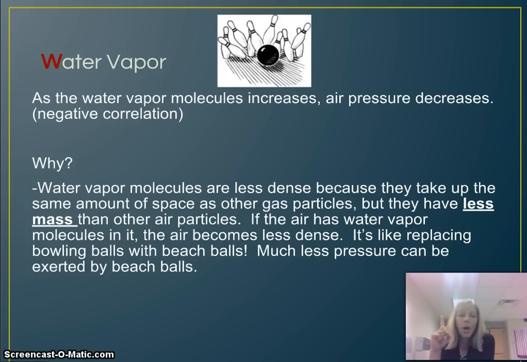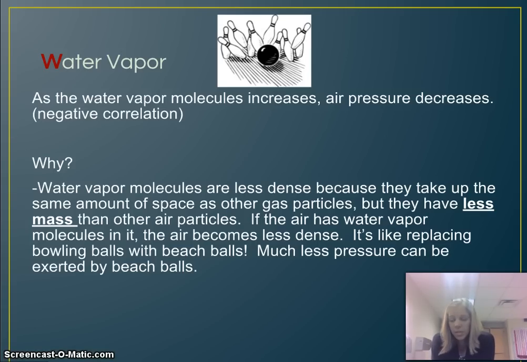As there's more water vapor in the air, which just means that water from the surface of the earth has evaporated into the air, when there's more of that in the air, pressure does the opposite, it decreases. And that's called a negative correlation. Now, why does the air pressure decrease when there's more water vapor in the air?